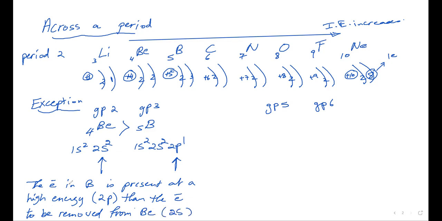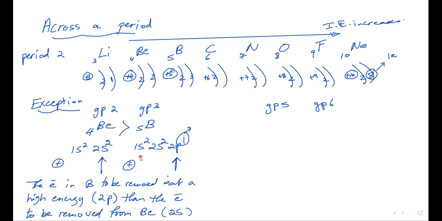You will see that the electron in boron to be removed is present at a higher energy subshell. So whenever you have an electron that is present at a higher energy subshell, this means that its distance away from the nucleus will be greater than the distance between the electron present in the 2s subshell and the nucleus. You see here that the distance between the 2p electron and the nucleus in boron is greater than the distance between the electron to be removed in beryllium and the nucleus. Since the distance is further away, this means that it will require less amount of energy to remove this electron because it is further away from the nucleus.